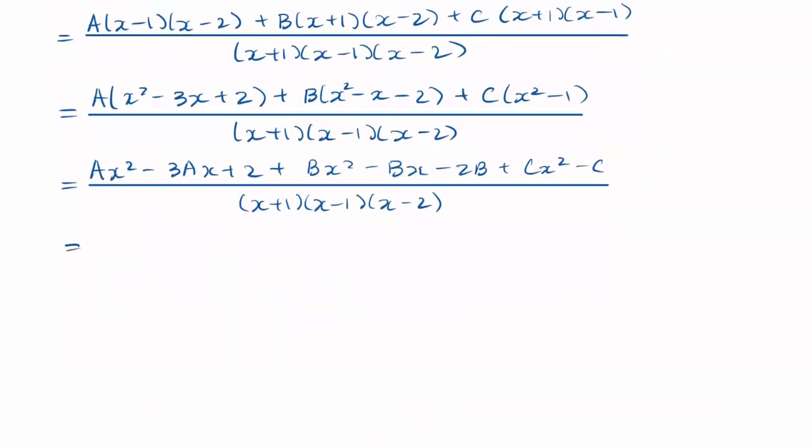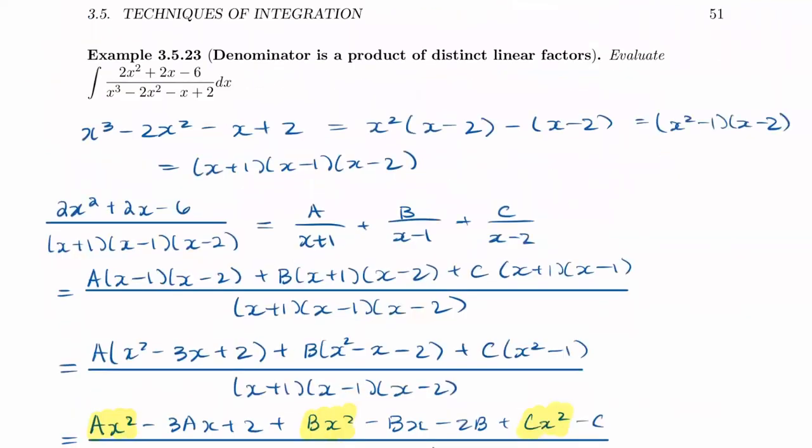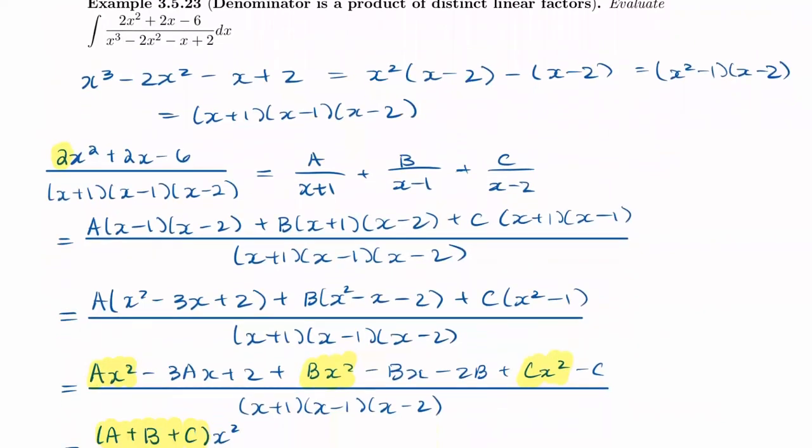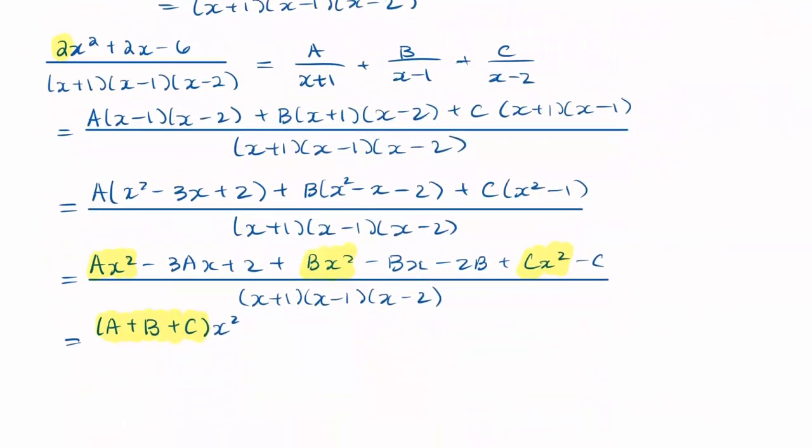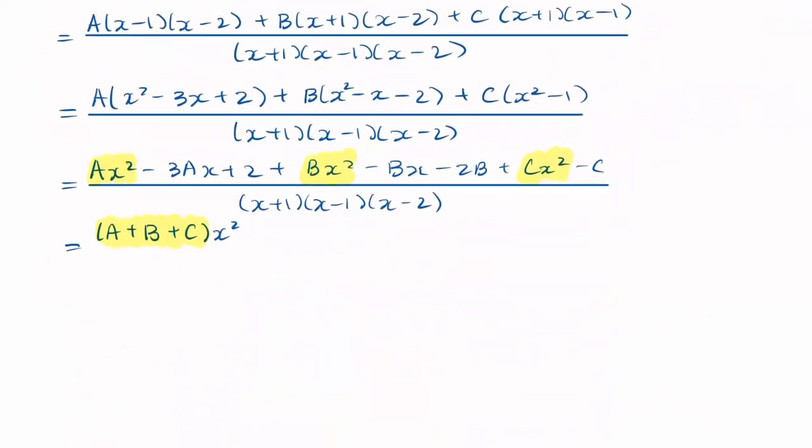So say, for example, I have this ax squared here, I have this bx squared here, and I have this cx squared here. Well, I could write that as a plus b plus c multiplied by x squared. So that means this number here, this a plus b plus c, has to be equal to this number 2 over here, right? And similarly for the other terms as well.